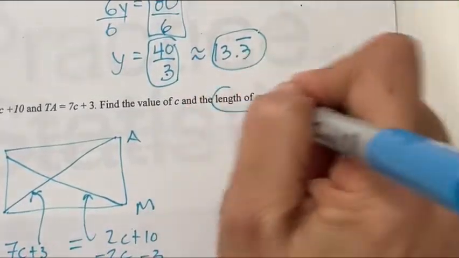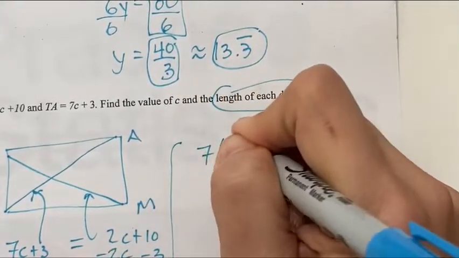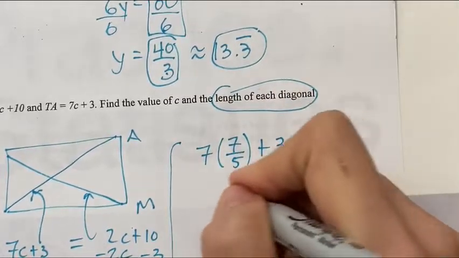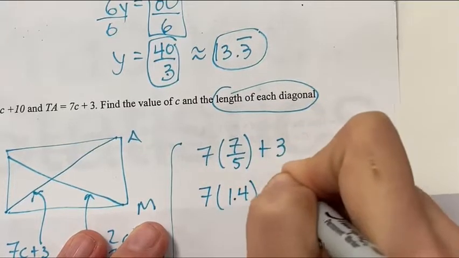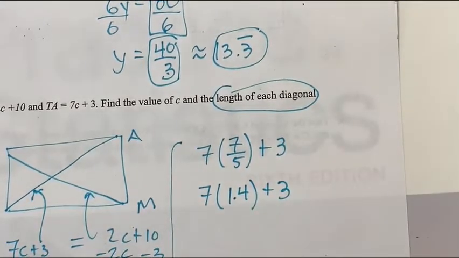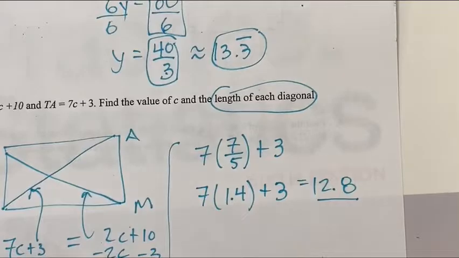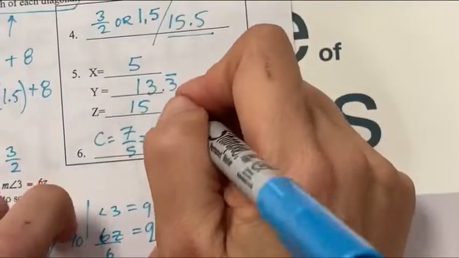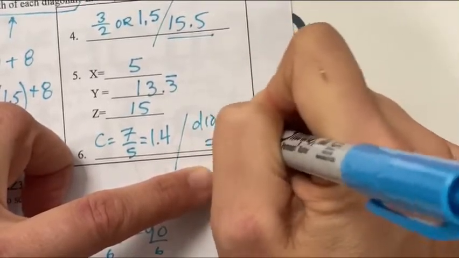Now it says also solve for the length of diagonal. So some of you missed points because you forgot to finish the question. You weren't done. So 7 times 7/5 plus 3 should be the length of the diagonal. And many people would probably just plug in that decimal. So 7 times that decimal, because it's still in my calculator, plus 3, I get 12.8. You should also get the same, so both of the diagonals should be 12.8.